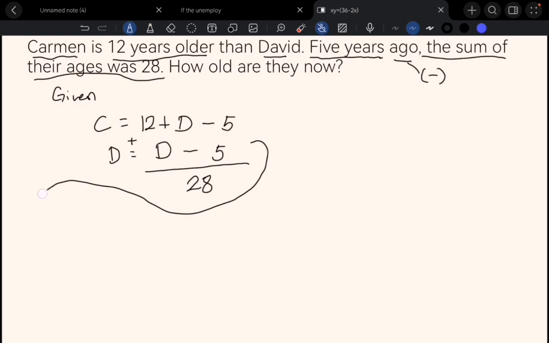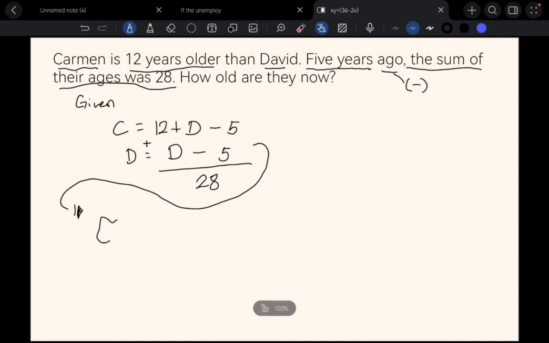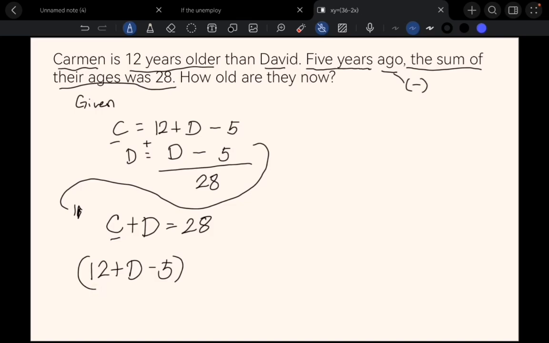So again, let's transfer both equations. It's much clearer here. Remember, Carmen, that would be C, plus D for David, equals 28, right? And C again is represented by 12 plus D minus 5, so let's put that in parentheses. Plus, remember, David, D, is represented by D minus 5, equals 28.